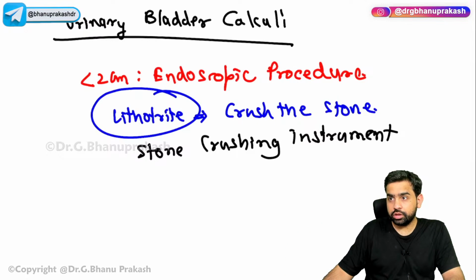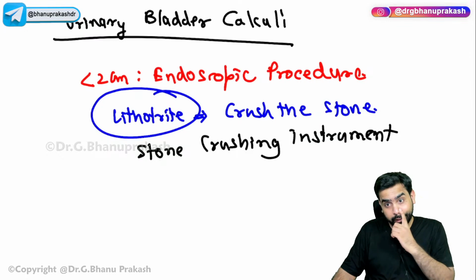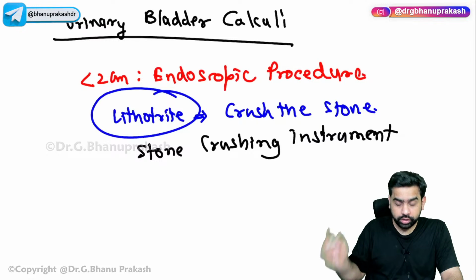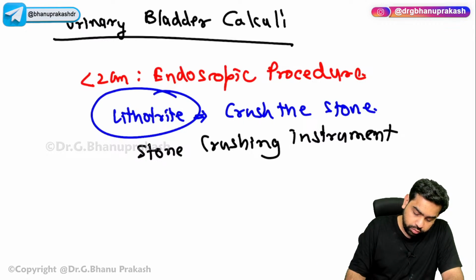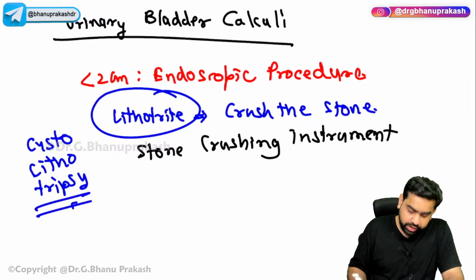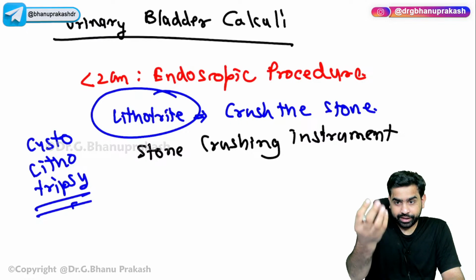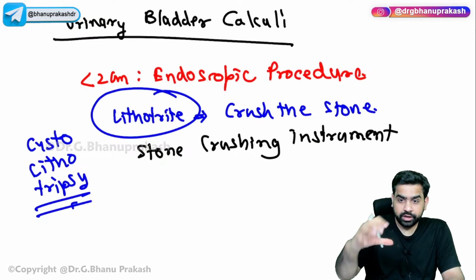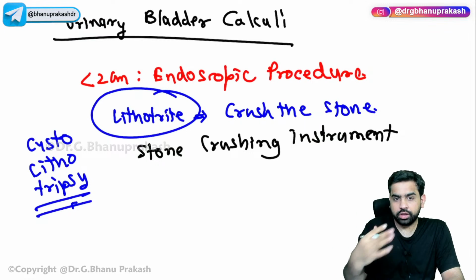What is the procedure known as? This is called cystolithotripsy. I'll just write it down. Cysto means cystoscopy, litho means stone, and tripsy means breaking it down. So using cystoscopy you have broken down the stone. That is what is called cystolithotripsy.